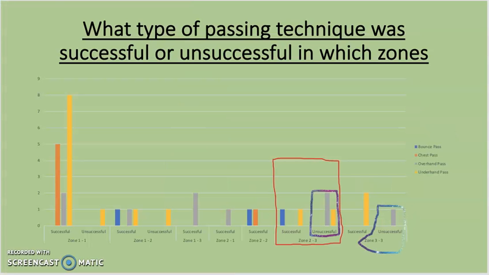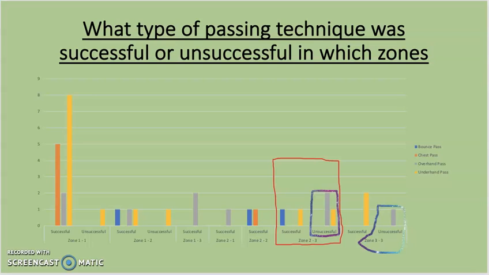So following on from the research I gathered from the first graph, I wanted to dive deeper into the problem, so I looked at the types of passing techniques used in the zones and if they were successful or unsuccessful. Then I found that in the same zone, the most unsuccessful pass technique used was the overhand pass, with 2 unsuccessful passes and no successful passes in zone 2 to 3.